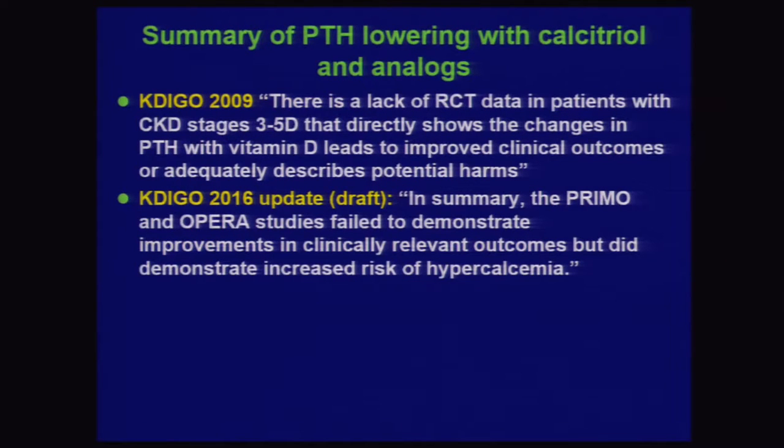So in summary of PTH lowering with calcitriol and analogs, in KDIGO 2009, it was stated that there was a lack of RCT data in patients with CKD stages 3 through 5D that directly shows that the changes in PTH with vitamin D lead to improved clinical outcomes or adequately describes potential harms. And the 2016 update states the following. In summary, the PRIMO and OPERA studies failed to demonstrate improvements in clinically relevant outcomes, but did demonstrate increased risk of hypercalcemia.